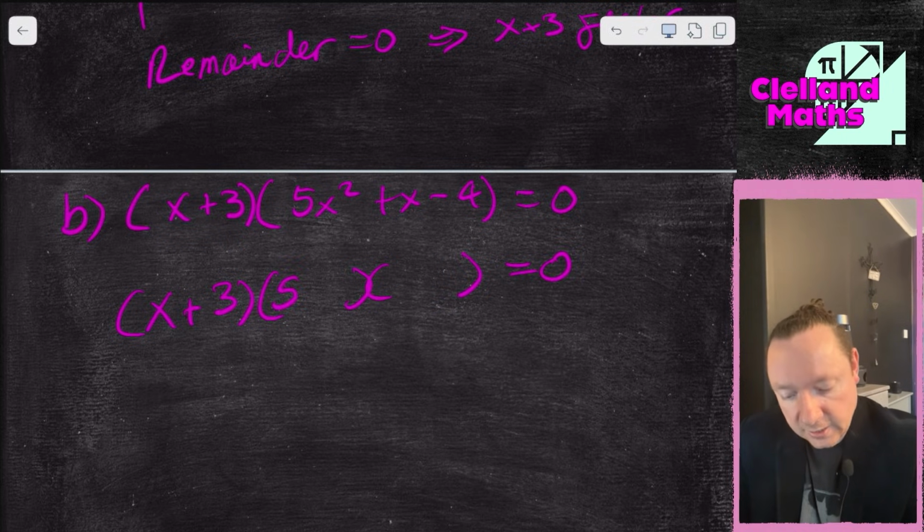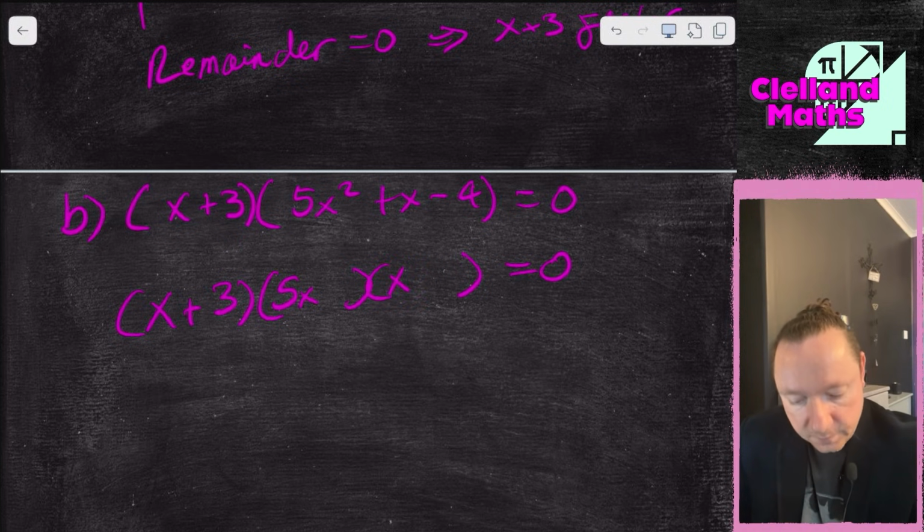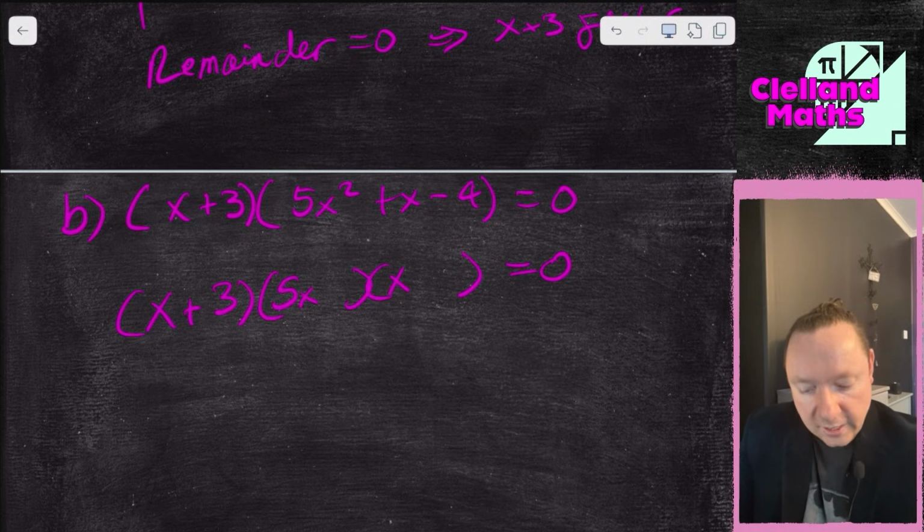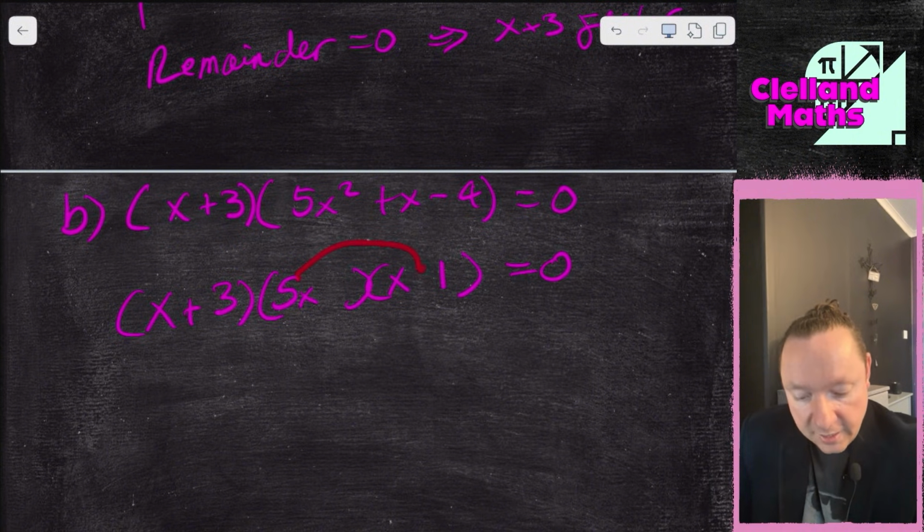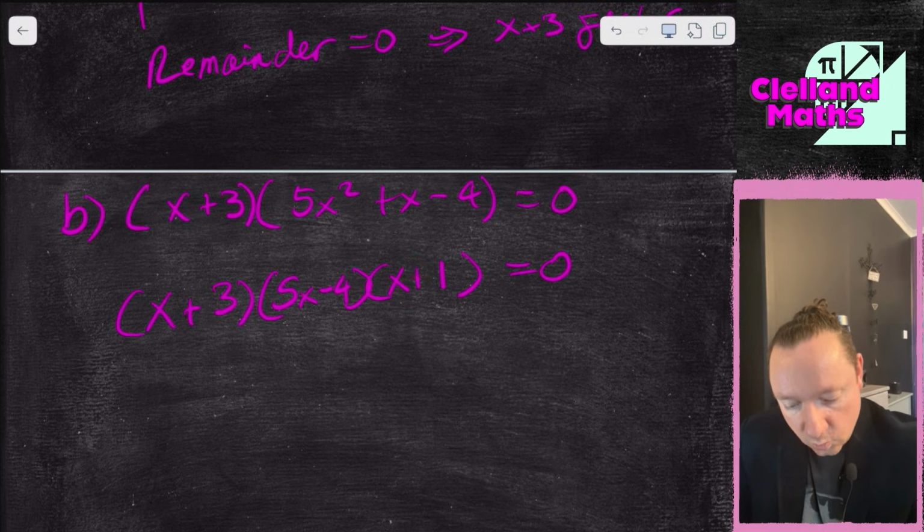So it must be 5x and x. And it can't be 5 times 4 is 20. That makes no sense because I'll never get back down to 1. So it must be 5 times 1, which is 5. The outside is 5, and then the inside must be taking away 4, take away 4 plus 1. So that means that x is equal to minus 3. 5x minus 4 is 0. 5x is 4, so x is 4/5. And finally, the other one, x equals minus 1.